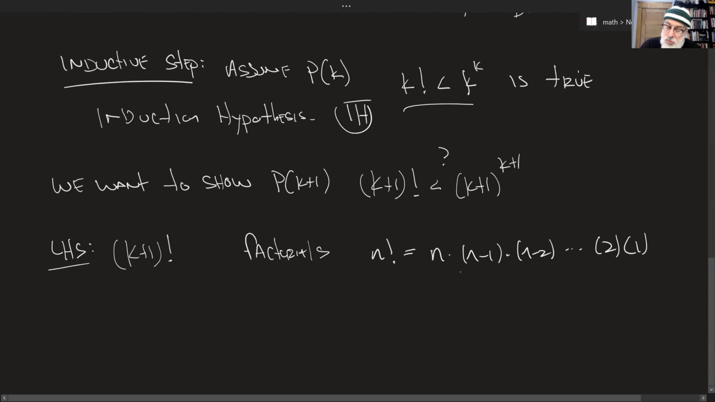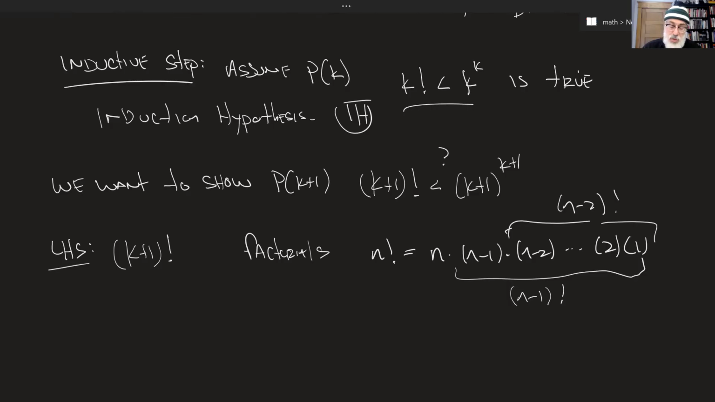So I can group this however I want. This from n minus 1 all the way down to 1 is actually n minus 1 factorial. I can do that at any point. I could start at n minus 2 and say, well, n minus 2 factorial is that grouping. So I'm going to do the same thing for the left-hand side here by looking at what is k plus 1 factorial and group it a little differently.